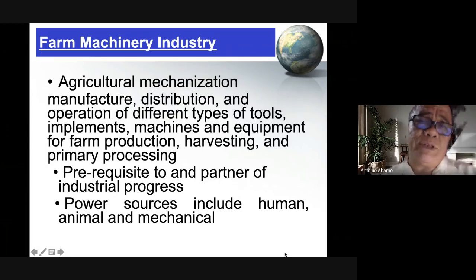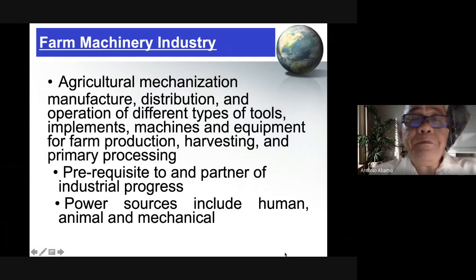Okay, last meeting I lectured to you on the topic input subsystem, and this input subsystem is divided into two. One is those inputs that are particularly used for production purposes, meaning the primary production, and those inputs that are used in processing or in the agro industries. An input that is also used for processing purposes.